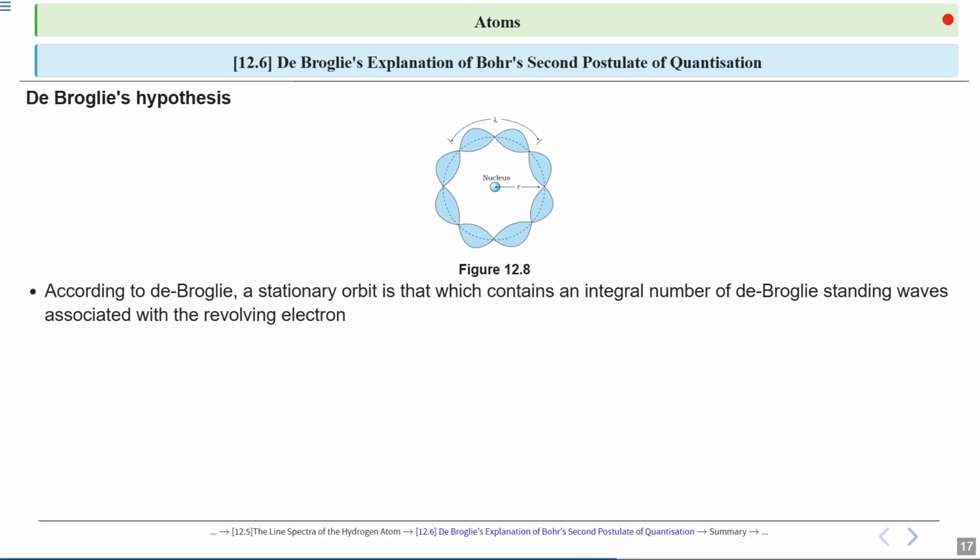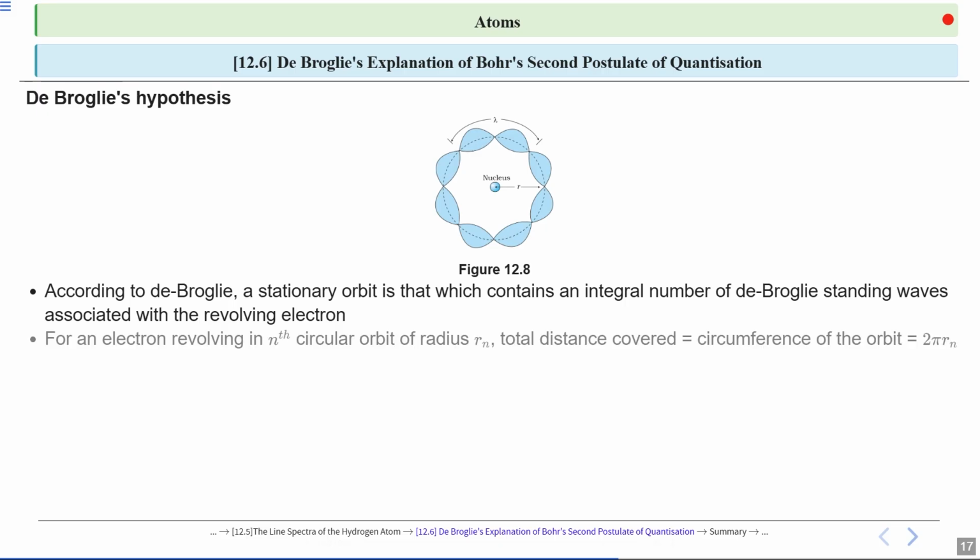According to de Broglie, a stationary orbit is only possible if it contains an exact whole number of standing waves. That means the electron's wave must fit perfectly around the orbit with no gaps or overlaps.